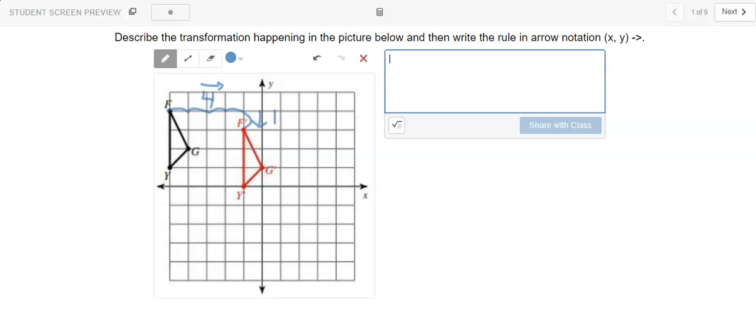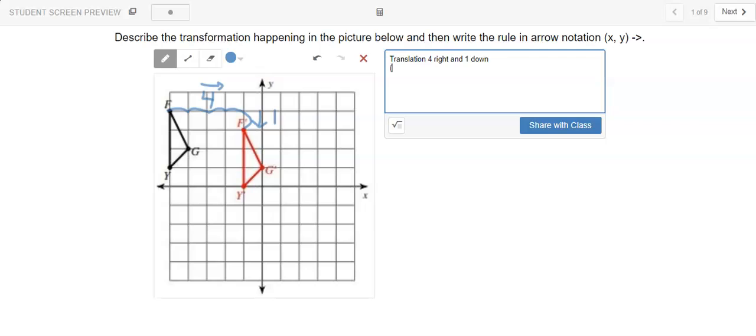So this is a translation. So it's a translation 4 right and 1 down.